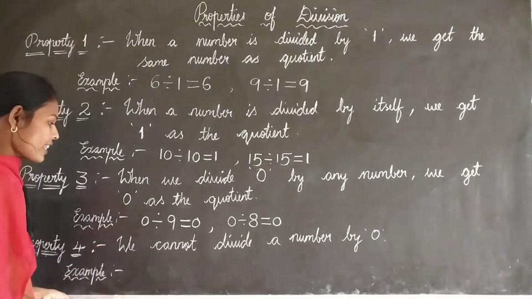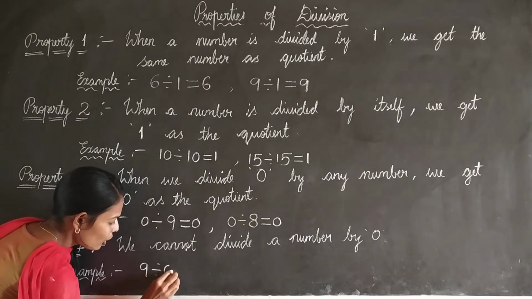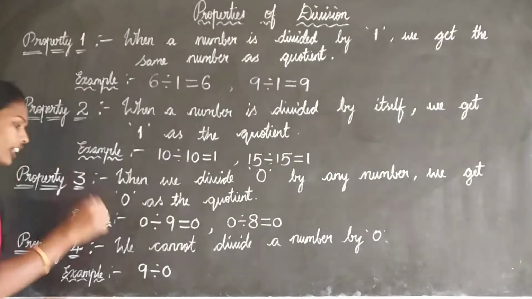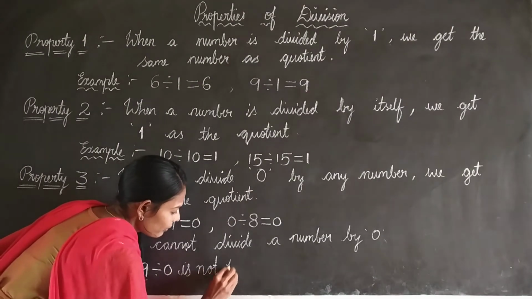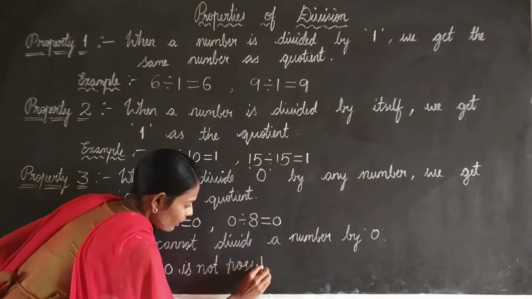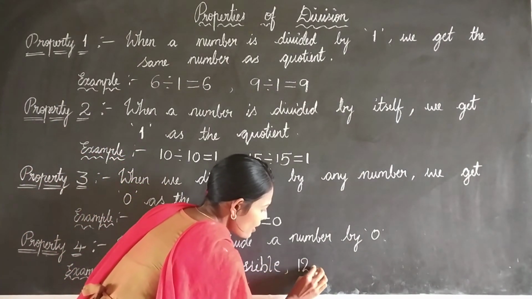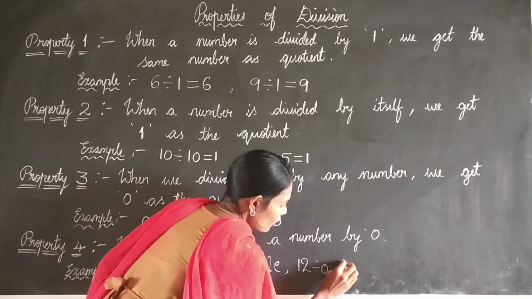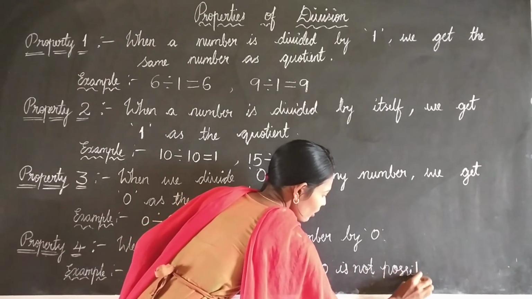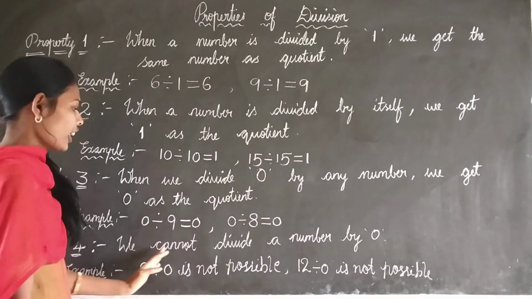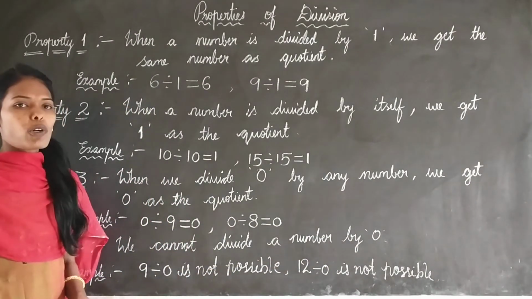So let's see the examples. For example, 9 divided by 0 is not possible. And 12 divided by 0 is not possible. So, we cannot divide a number by 0. Okay children, this is the fourth property.